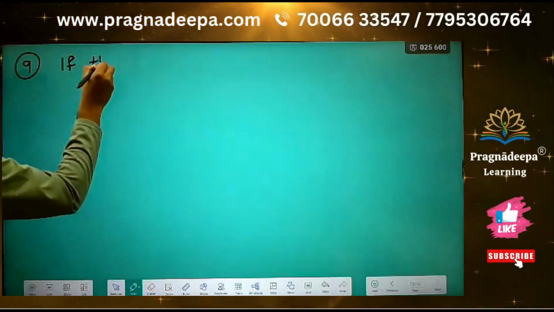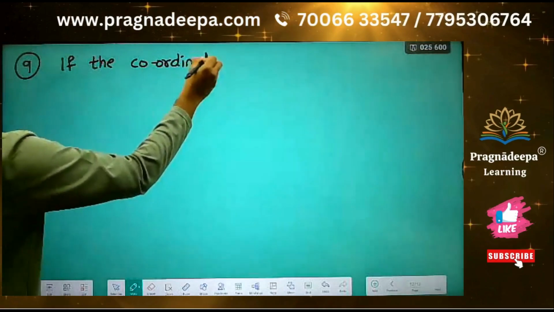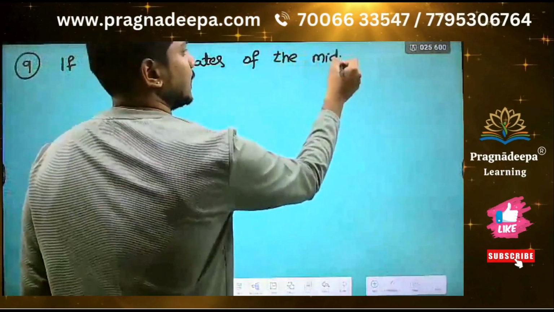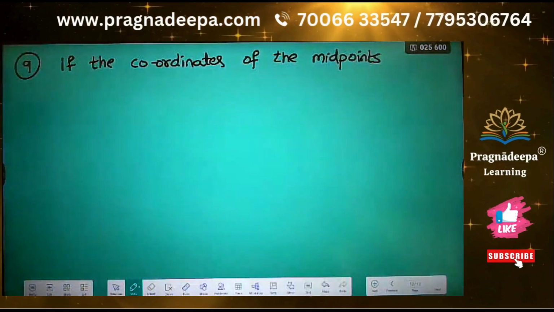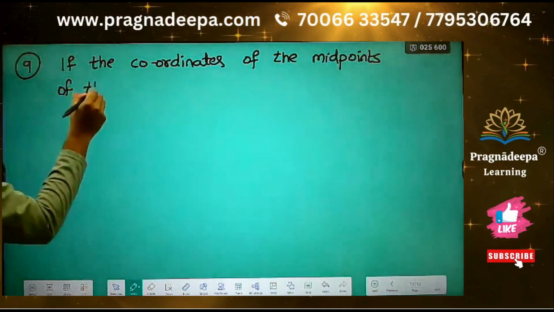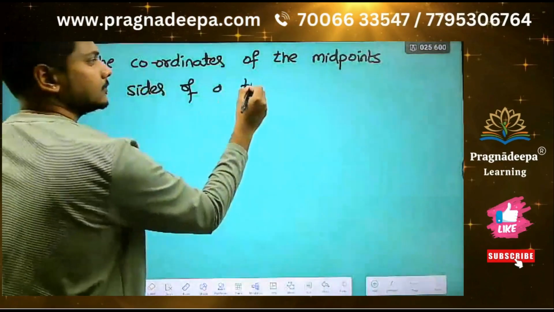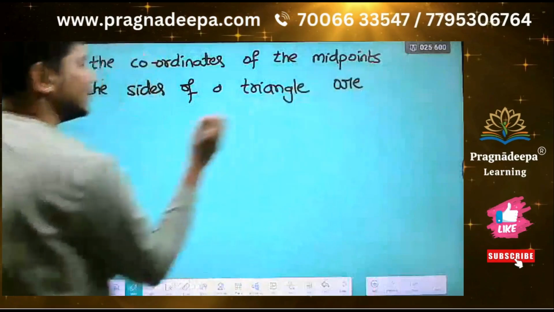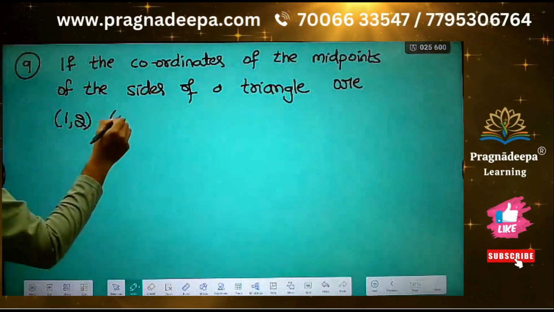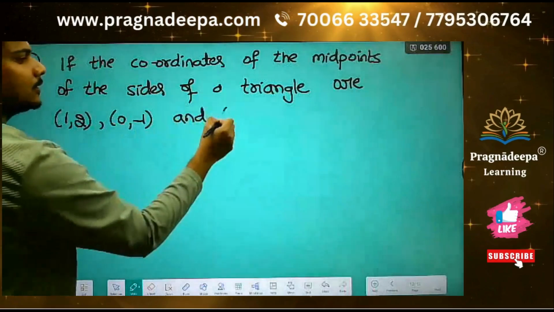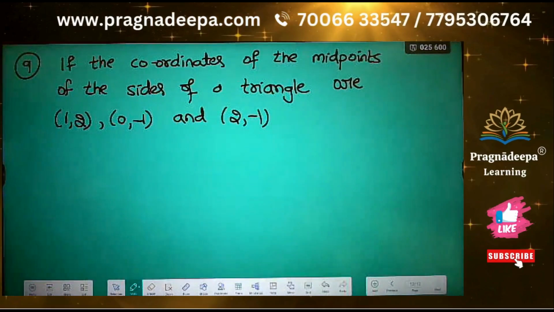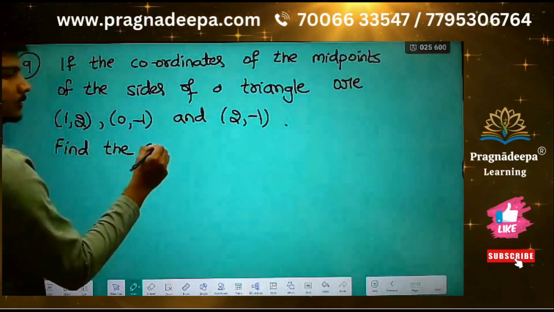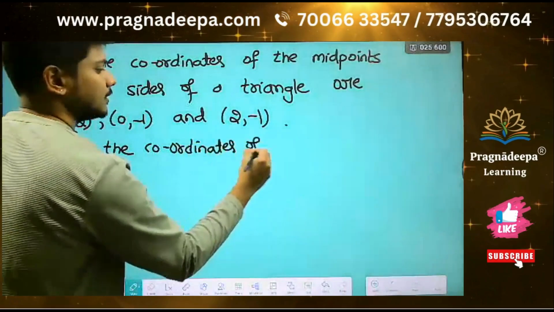If the coordinates of the midpoints of the sides of a triangle are (1, 2), (0, -1) and (2, -1), find the coordinates of its vertices.